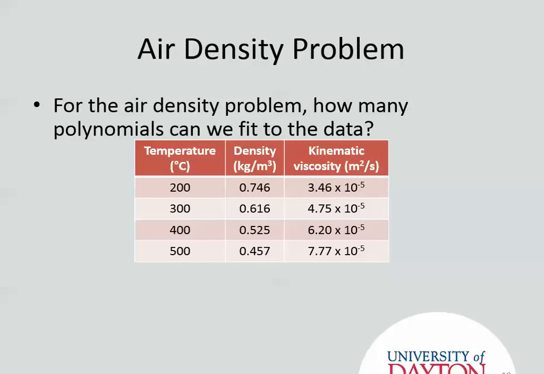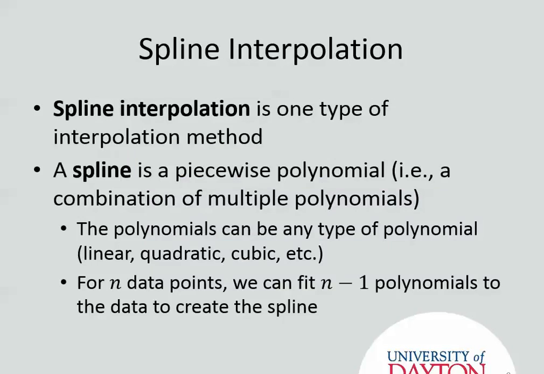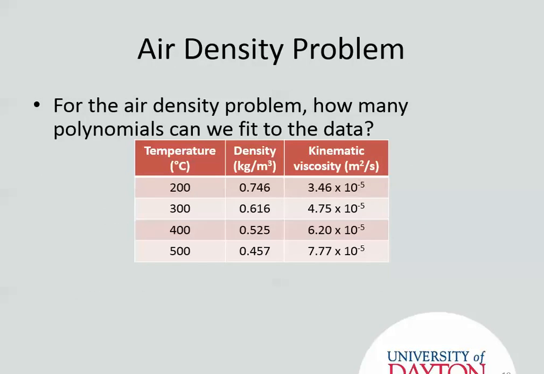So for the air density problem, we have 4 data points. How many polynomials can we fit to our 4 data points? We had that general rule: for n data points, we can fit n minus 1 polynomials. So if I have 4 data points, 4 minus 1 is 3. We even counted on our fingers, right? So 3 polynomials that we can fit to our 4 data points. If I gave you 50 data points, we could fit 49 polynomials to our data.